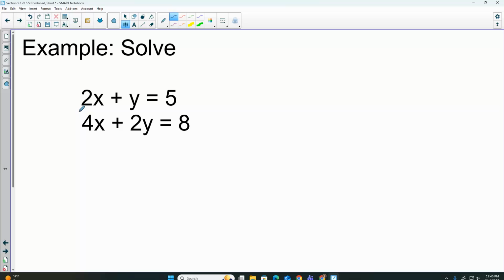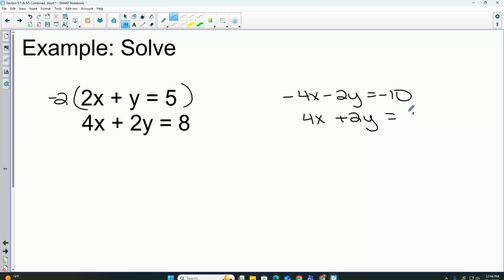What should I do? Multiply by -2 if we want opposite signs. Okay, so that gives me a -4x minus 2y equals -10, and a positive 4x plus 2y equals 8. When I add those together, those cancel and those cancel. So all I'm left with is 0 equals -2. Is that true? No. So it's no solution.